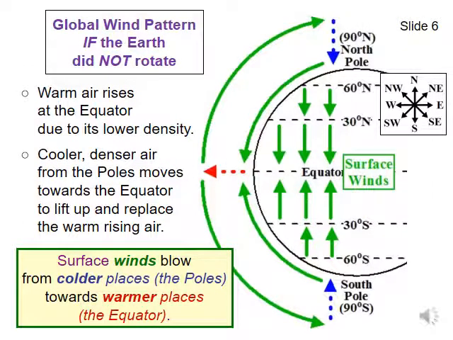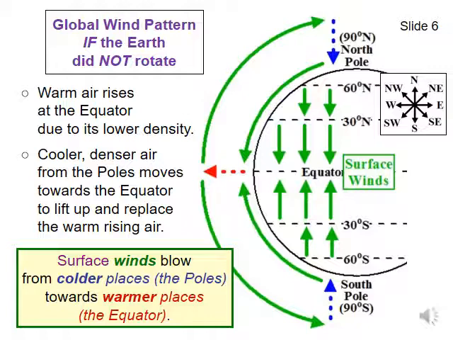Slide 6. What the global wind pattern would look like if the Earth did not rotate. The goal of this entire unit is for you to understand the overall motion of the atmosphere, the pattern, and its causes. Given what we have learned about convection cells, what should we expect? Think about it. Where is air warmer, at the equator or the poles? Clearly, air is warmer at the equator.